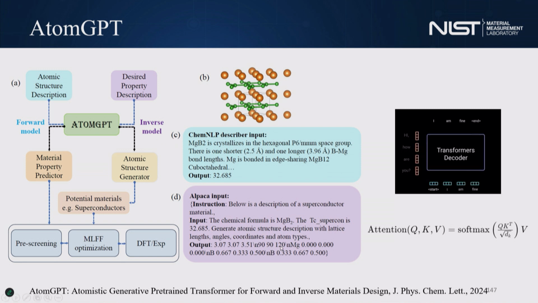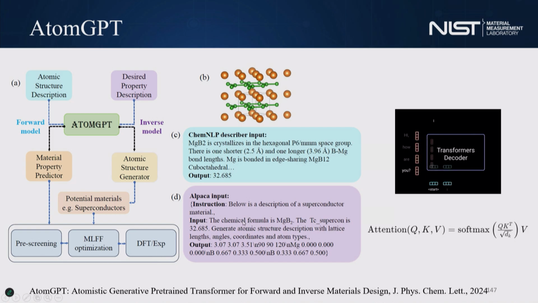For the inverse model, we have a format called Alpaca input. You can see it's a dictionary with three keys. You have to have an instruction, for example, here is a description of a superconductor material. Next, you need input. The input is just the formula and the Tc. That's all I'm giving as a prompt. And I'm asking it to generate an atomic structure description with lattice lengths, angles, coordinates, and atoms. So it generates a string with lattice parameters, lattice angles, atom types, and XYZ coordinates of each atom. Once you have this, you have the full atomic structure.